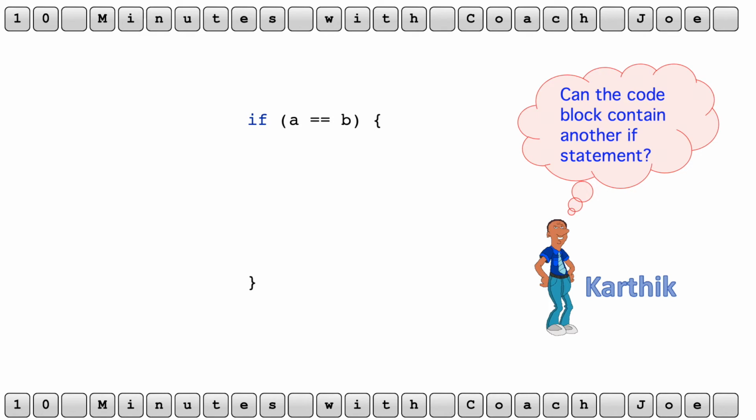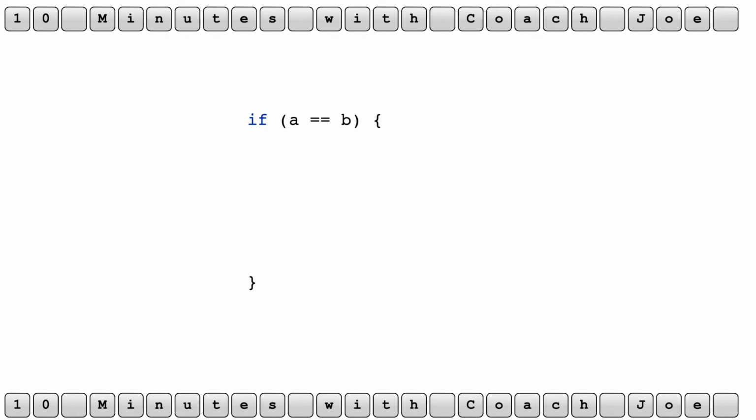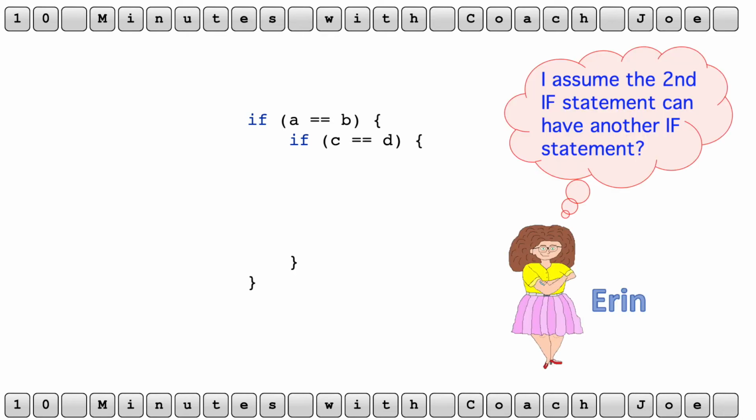The code block for an if, else if, and else statement can contain another if statement. This is called a nested if statement. Here is the syntax for a simple nested if statement. Inside the code block for the first if statement is another if statement and code block. Yes, more and more if statements can be nested.